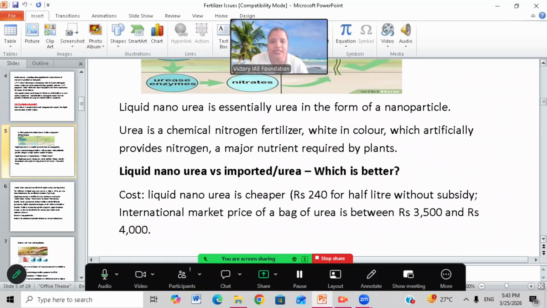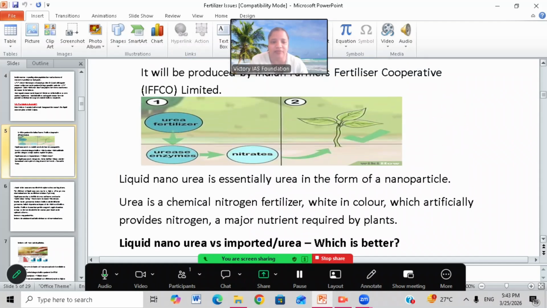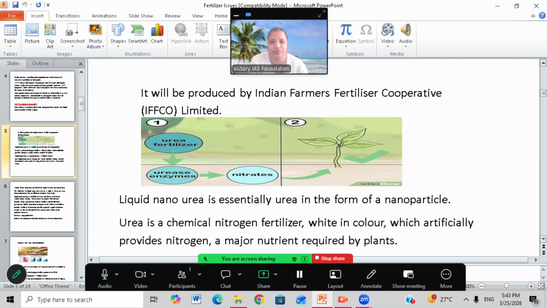So what is this liquid urea? This is urea in the form of nanoparticles, and it is produced by Indian Farmers Fertiliser Cooperative, IFFCO Limited. IFFCO Limited, you might be knowing, this company produces this liquid nano urea. What is this liquid nano urea? This is urea in the form of liquid. Generally the farmer uses urea in the form of solid particles, in the form of a bag.